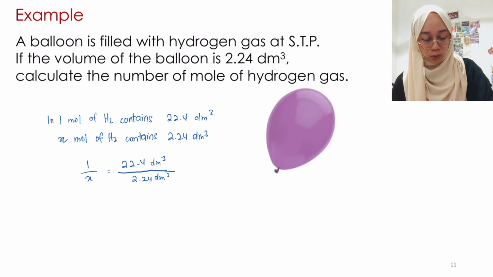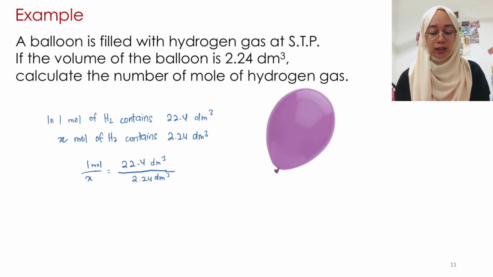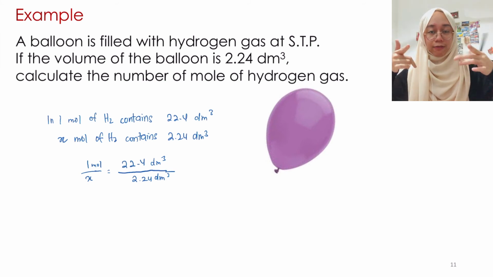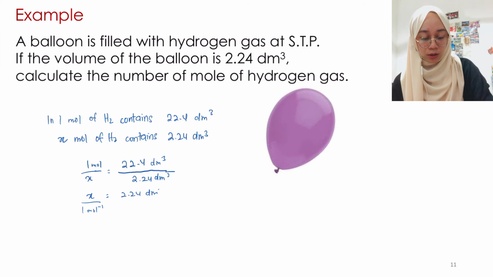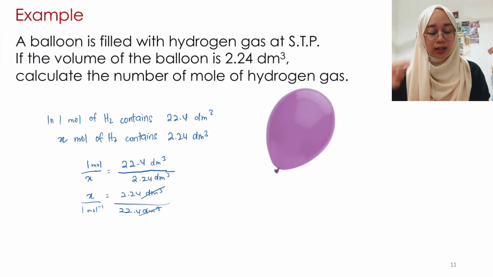Okay, ini adalah 1 mole kan. Okay, jadi now kamu kena carilah pula. Misalnya kalau unknown tu berada kat bawah, Miss akan flipkan the whole equation. Ya, dia akan jadi X. And then bawah ni akan jadi 1 per mole kan. And then atas ni pula 2.24 decimeter cube divide by 22.4 decimeter cube. Decimeter cube ni kita cancel out lah. Okay, dah cancel out.